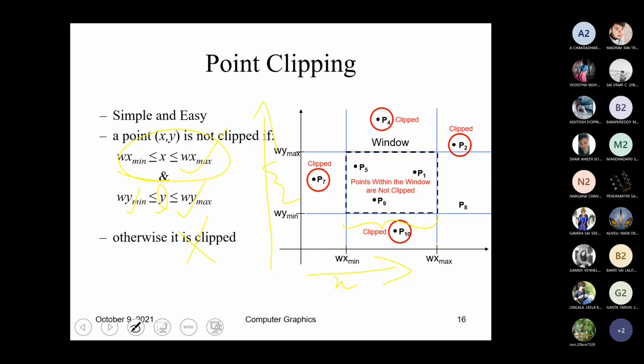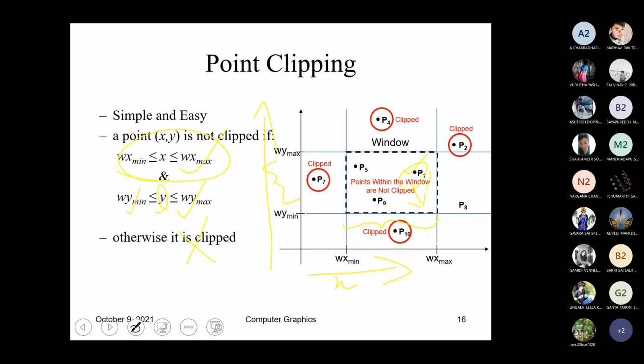So take one point at a time. Consider the point P1. Has anybody seen our point P1? Yes, P1 is there. Just verify whether your x value is inside the window or outside the window. Another way: it should be between x min and x max and y min and y max. Is it inside? Yes. So this will be visible.